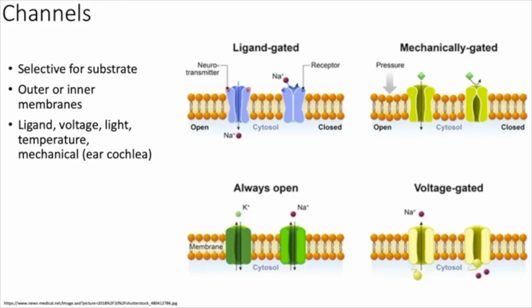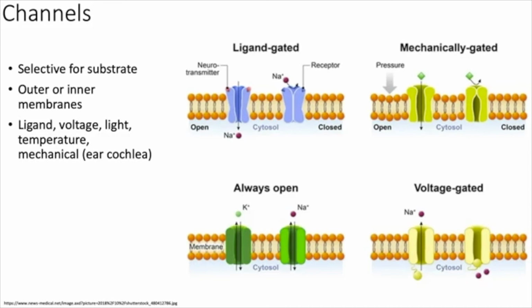So yeah, that's one example. And then the mechanical one, the one that I found was the ear cochlea. So you can imagine the movement of air as it hits your eardrum. That's a mechanical shift that's causing a change, and it causes mechanical gated channels to actually shift. So that's kind of fun. But that's channels. And so in general, they're allowing something from a high concentration to a low concentration.